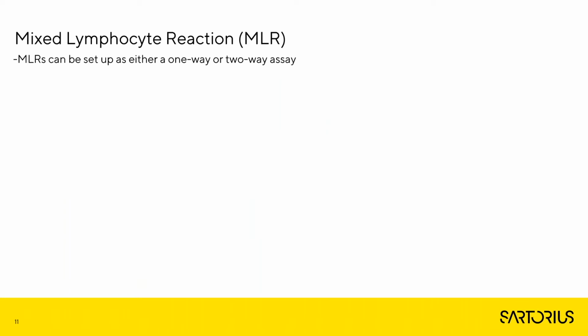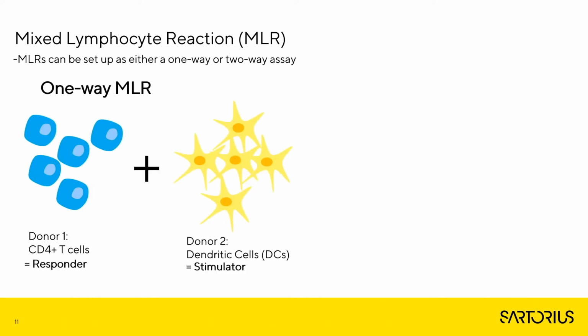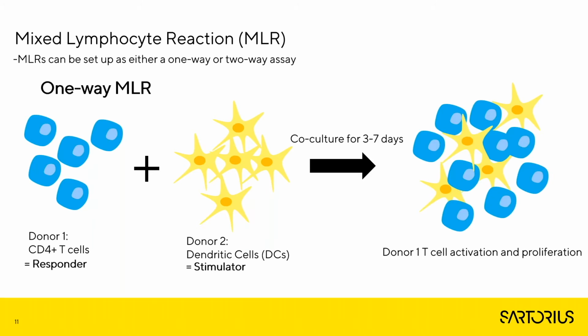The mixed lymphocyte reaction is a way of mimicking the interaction between T cells and APCs in vitro. It involves co-culturing immune cells from two different donors to trigger the allogenic T cell activation response. There are two different types of MLR assay that I'm going to show example data from today, and these are called one-way and two-way MLR. So the one-way MLR involves taking CD4 positive T cells from one donor and combining them with dendritic cells from another donor. The cells are co-cultured for around 3 to 7 days, during which time the DCs stimulate the activation and proliferation of the T cells.